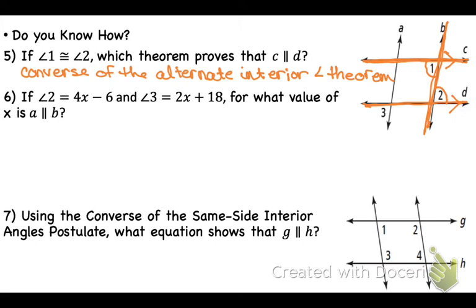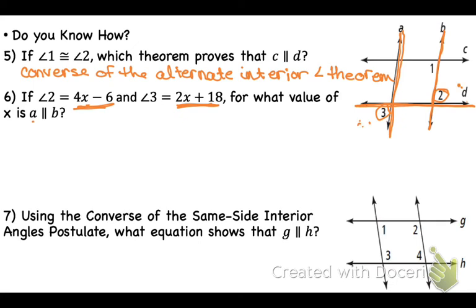So now the next one says, if angle 2 is this and angle 3 is this. So I'm going to erase what I drew on my picture. Okay. So I have a measure for angle 3 and I have a measure for angle 2. For what value of x is A parallel to B? So here's A, here's B, and the transversal would be right here that links those two angles, yes? What angles are these to each other?